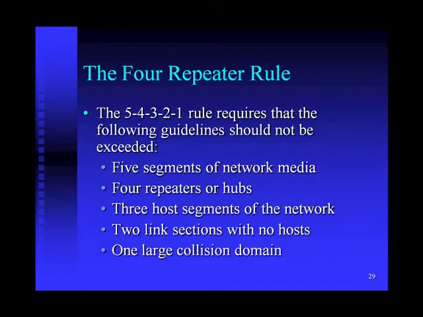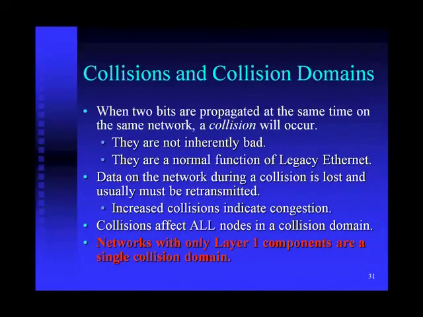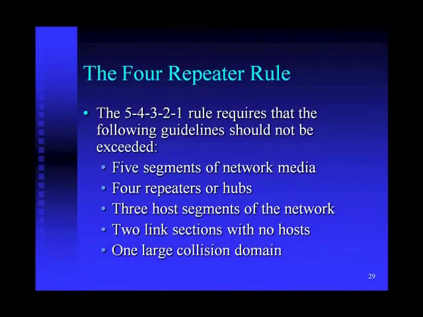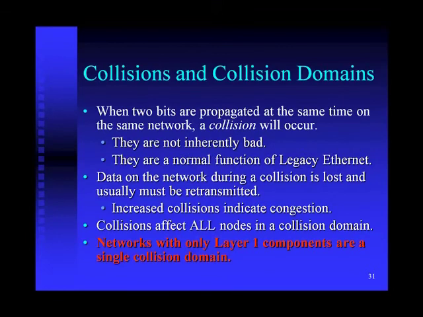This is the 5-4-3-2-1 repeater or hub rule. Basically, a repeater is a 2-port hub. We want 5 segments of network media, and of those 5 segments, only 4 of them can have repeaters or hubs. 3 of those can only have hosts on the segment, 2 link sections then with no hosts, and 1 large collision domain. I'll show you an example of what the 4 repeater rule looks like in just a minute.